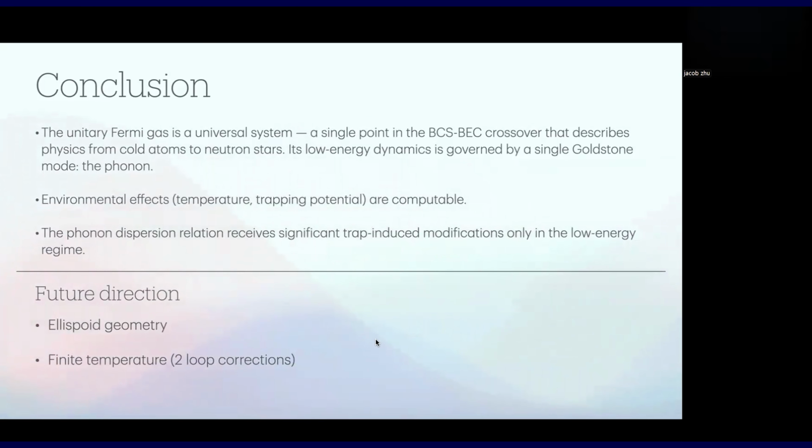But well, that's the framework. A possible direction for this effective theory would be to consider the ellipsoid. That's even more general, and you can also make predictions at finite temperature, but you need two-loop computations. Okay, so I have backup slides for the theory if you want, because this was really short.